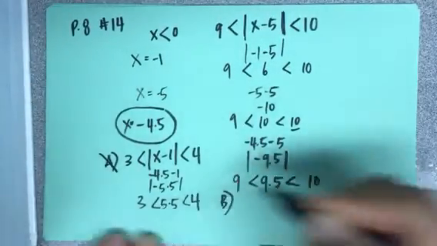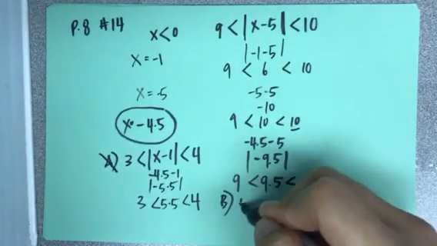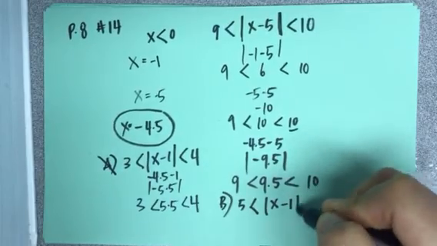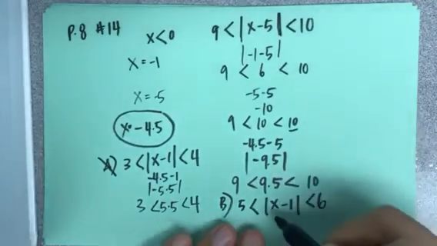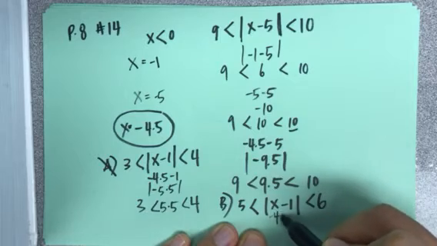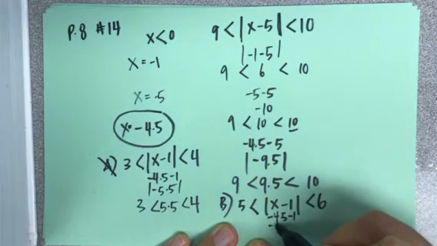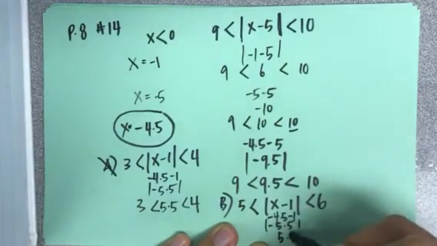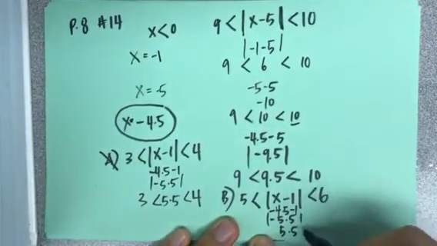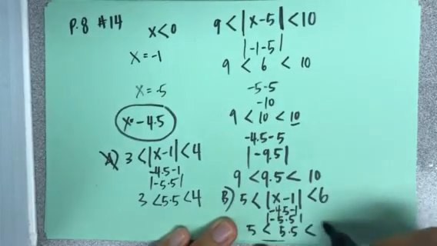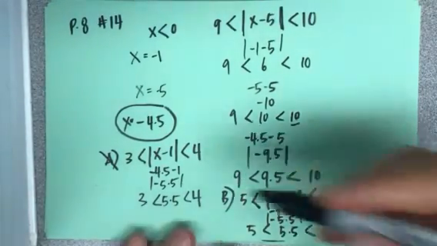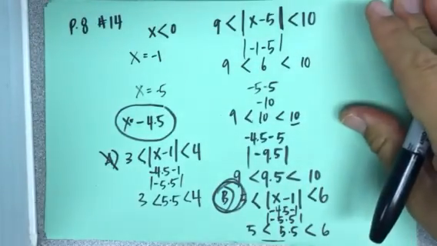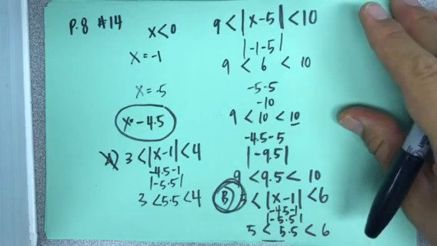Okay, let's look at B, which happens to be the correct answer. 5 is less than the absolute value of x minus 1, which is less than 6. So if we take -4.5 minus 1, that'll be -5.5. And then you take it out of the absolute values, you're going to get 5.5. Is 5.5 in between the numbers 5 and 6? Yes, it is. Therefore, B is the answer. Again, pause it or review it again if you don't understand it.